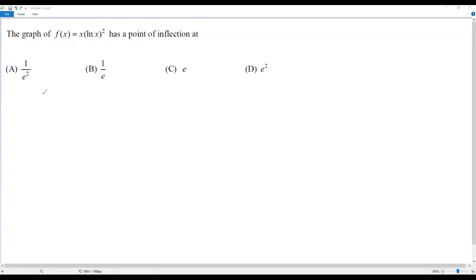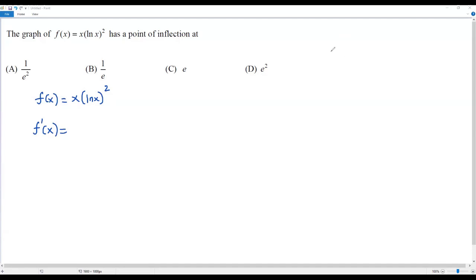Okay, now let me take the given function as it is, that is f of x equals x times (ln x) squared, where ln x is the natural logarithm of x. Let's find the first derivative, that is f prime of x. To get it, we have to consider the product: x and (ln x) squared are multiplied, and both of them contain the variable. Whenever two terms are multiplied and both contain the variable, we have to use the product rule.